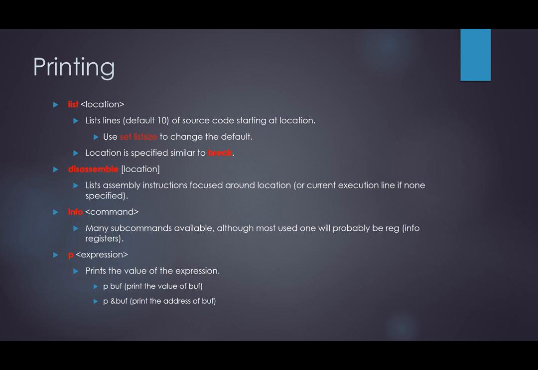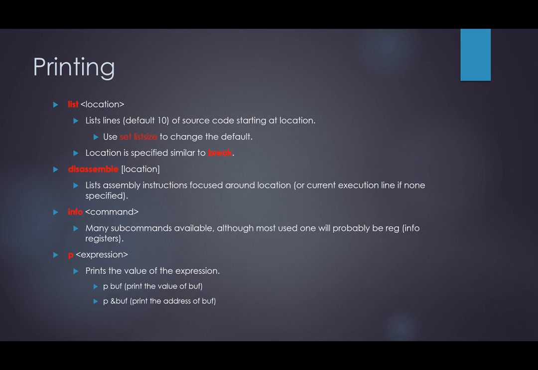List will list source code lines in the display so you can see where you are in the code. Disassemble does the same thing, except instead of displaying source code, it'll list out assembly instructions. You guys don't have to really worry about that right now, unless, is anyone in 261? Okay, so yeah, you guys are gonna want to use that.